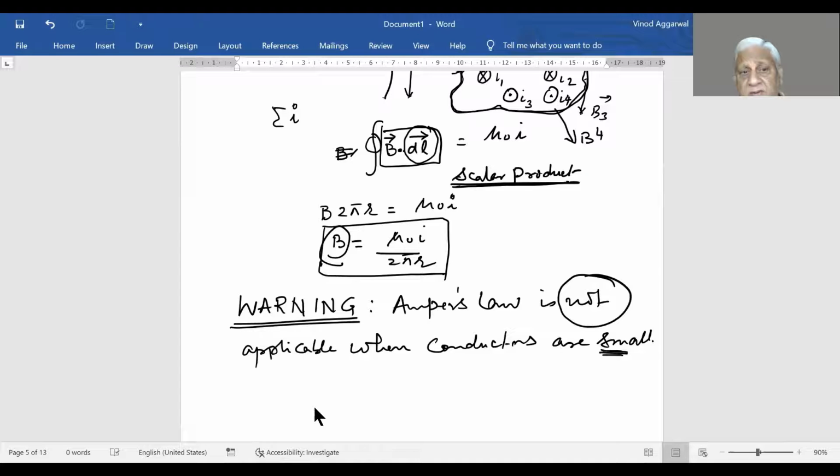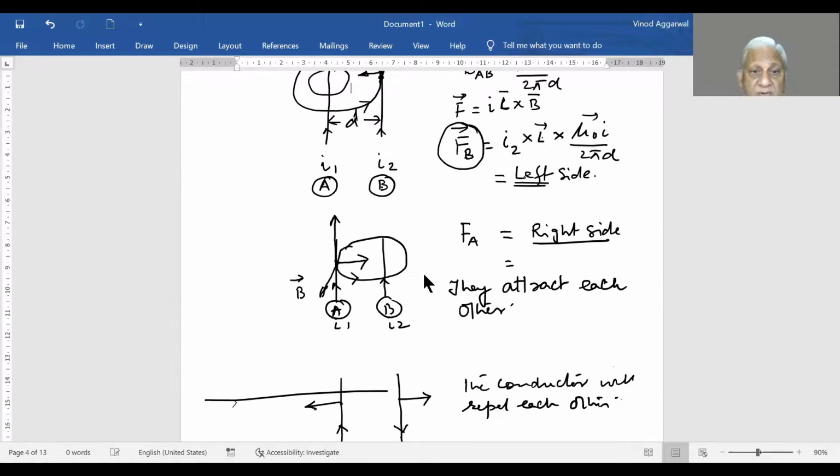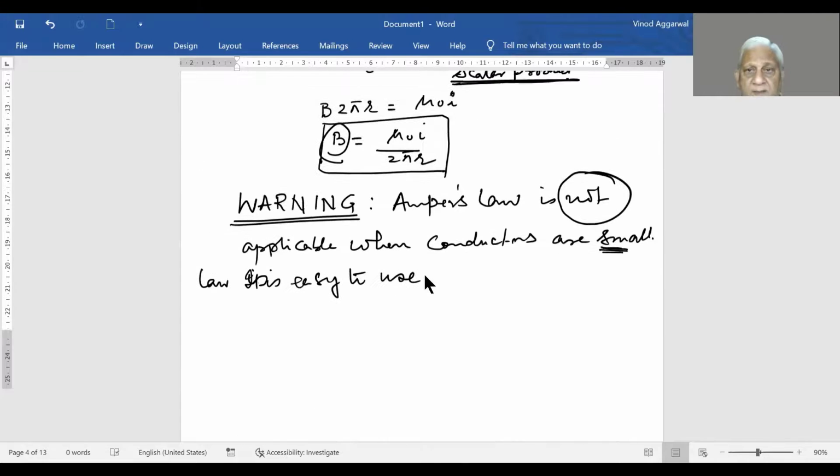But why don't we do that? We don't do it because, have you seen with what convenience we have got this? If the things were symmetrical, how conveniently we got the magnetic field? That is the beauty. This law is easy to use. But at the same time, we have to remember that it is not applicable to small pieces of conductors.